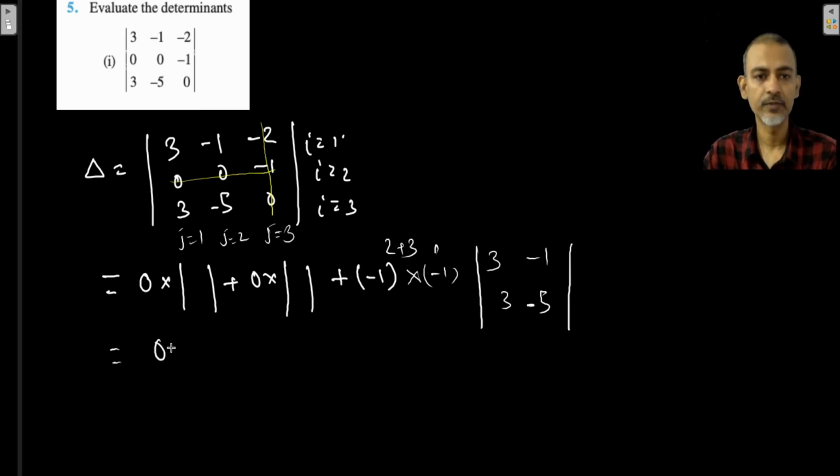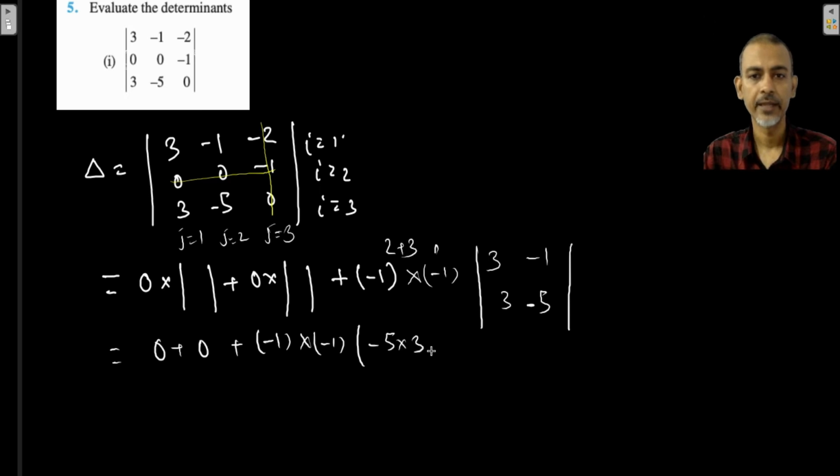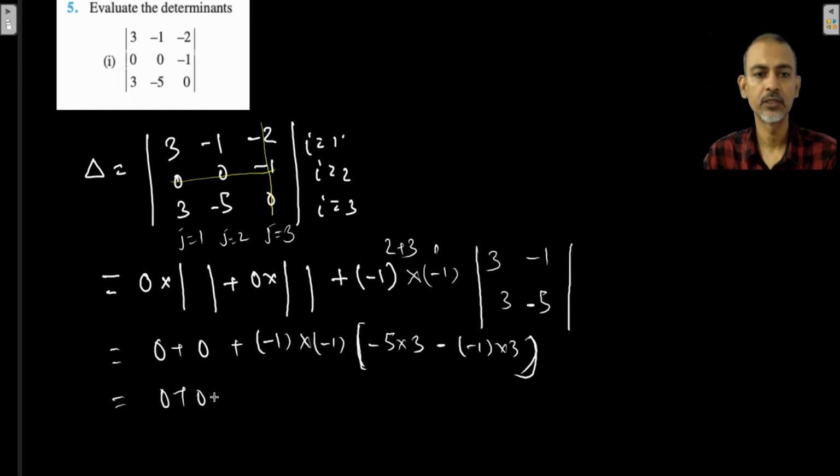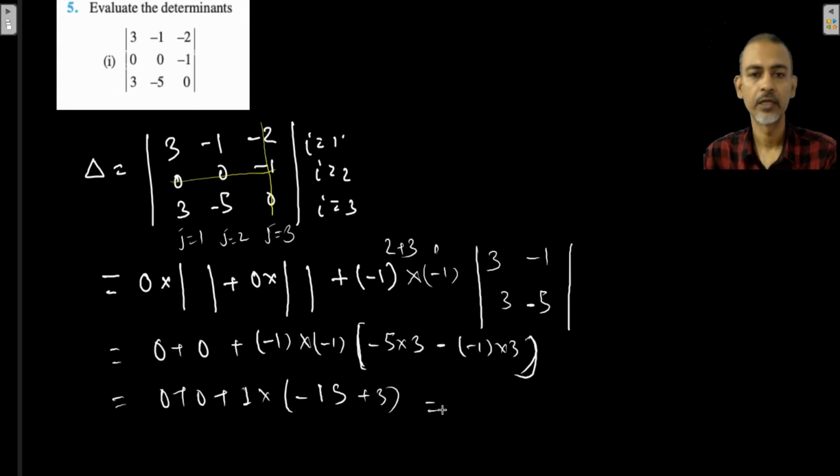So the first one will become 0, the second will become 0, and then the third one will become minus 1 to the power odd, which basically becomes minus 1. This will also become minus 1. And then here minus 5 is multiplied by 3, and then minus of minus 1 into 3, right? Now this part is 0, this part is 0, and minus 1 will become 1, and then this will become minus 15, and then the final one will become plus 3, so the entire thing will become minus 12, and this is going to be my answer.